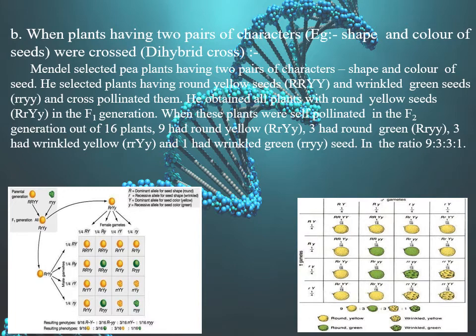So here, the square representing this dihybrid cross, we call the Punnett Square. Here you can see the male gametes as well as the female gametes chosen: capital R capital Y, capital R small y, small r capital Y, small r small y. These were the female as well as the male gametes chosen, and the seeds formed were in the ratio 9:3:3:1.